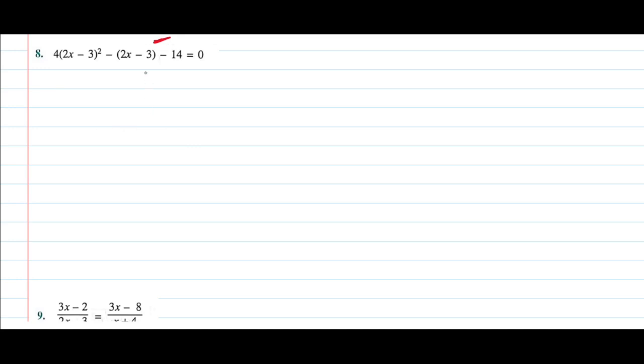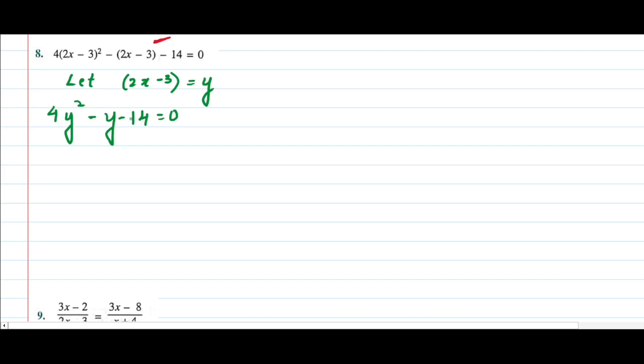So what we will do here is, let me consider 2x minus 3 as equal to y. I have considered 2x minus 3 is equal to y. Then what will this become? 4 times (2x minus 3) will become y, and this is squared, so 4y square minus y minus 14 is equal to 0. Now it is in the standard form of a quadratic equation. So how will we solve this?